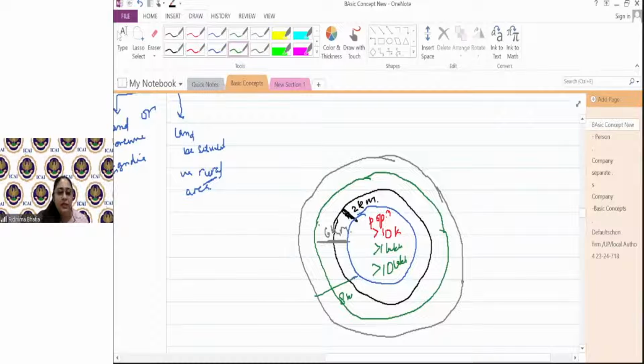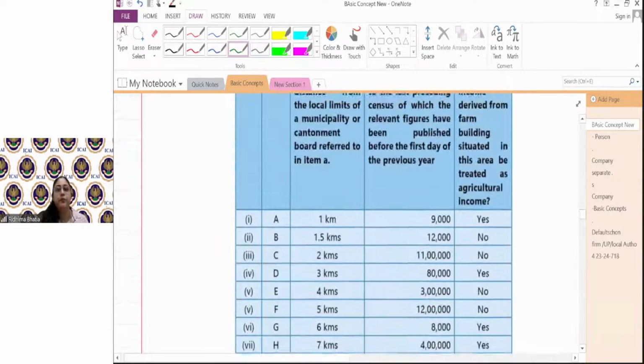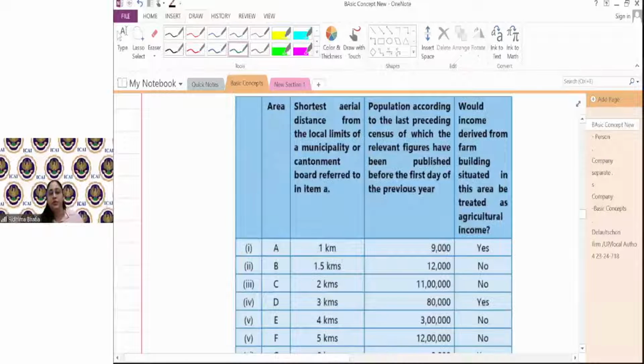So basis this, we have been given the distance from the cantonment and we have been given the population. We have to see whether the income from farm building situated on this land can be treated as agricultural income or not. It would be treated as agricultural income when it is a rural area. If it comes under the understanding of urban area, which we just saw, it would not be exempt income, or not be income from farm building to be treated as agricultural income.